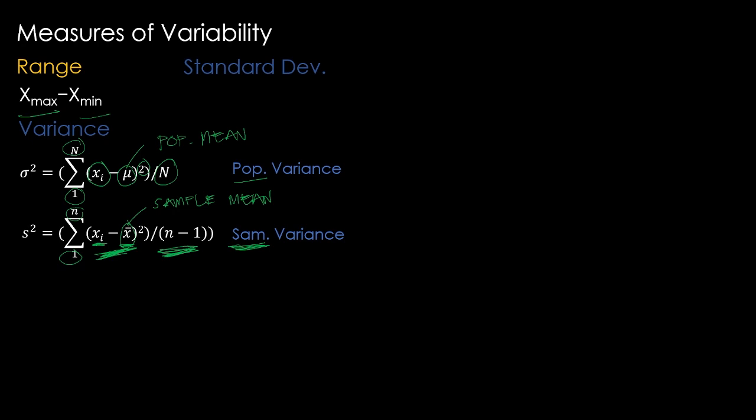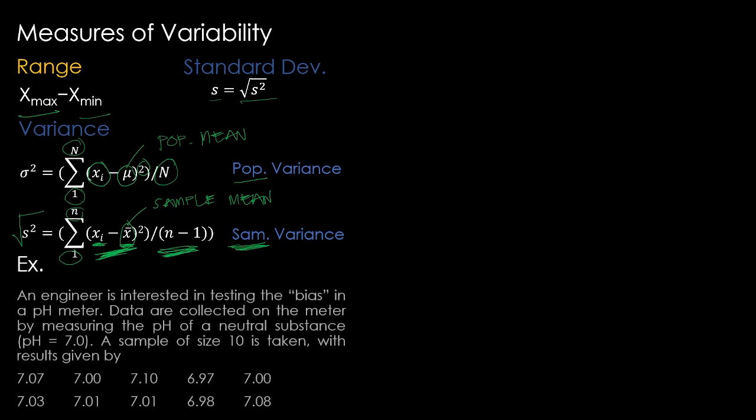And lastly pala, we have standard deviation. For standard deviation naman, if you try to take the square root of your variance, then you have your standard deviation. So standard deviation S is equal to the square root of your variance, or S squared.